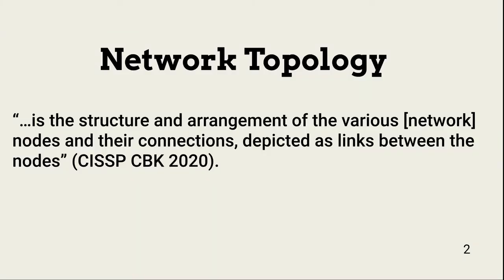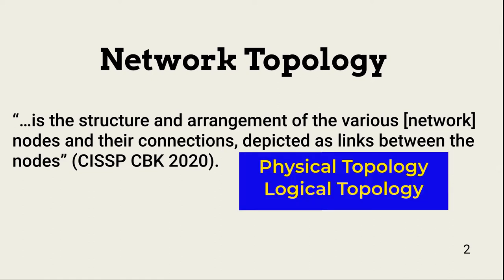Again, a network topology is the structure and arrangement of the various network nodes and their connections depicted as links between the nodes. Topologies can be created logically or physically. Further, an enterprise network can include two or more of the topologies we discuss. Physical topology is the placement of physical devices and the associated cabling. Logical topology can differ from the physical topology of a network as it represents the actual flow of data.